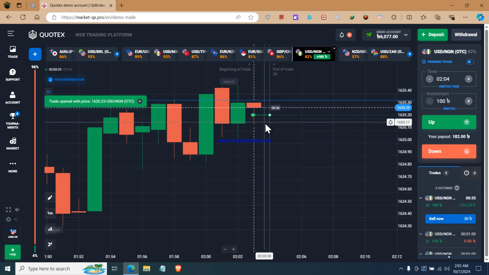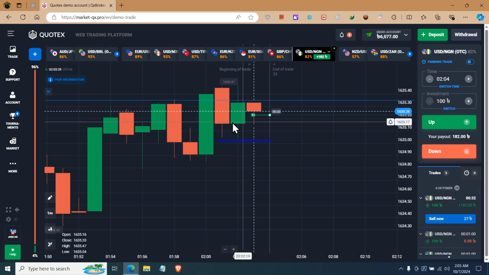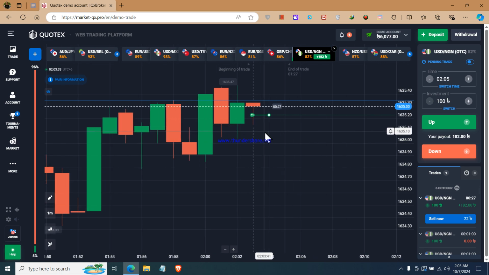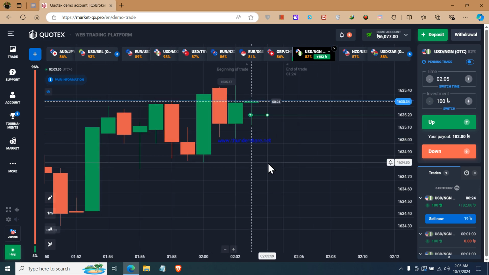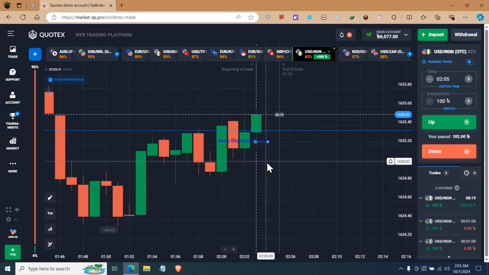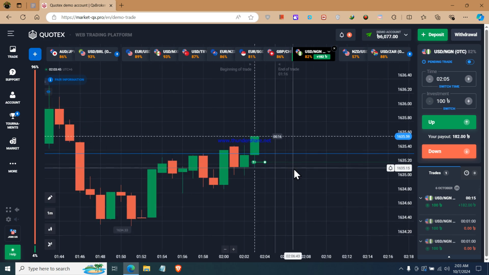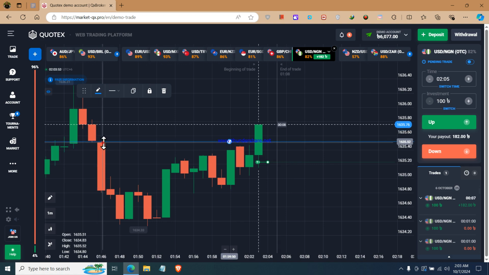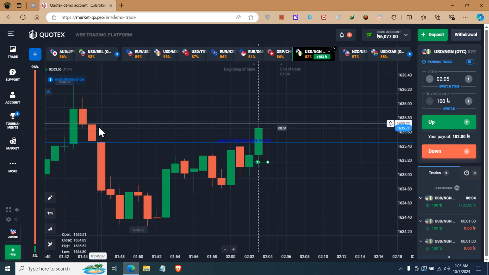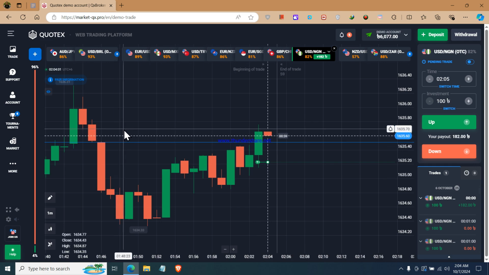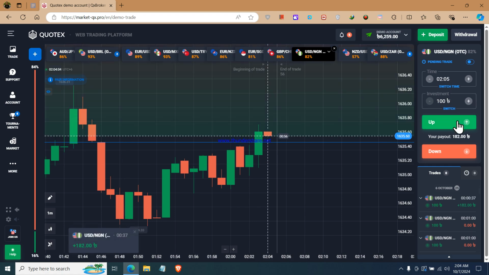Okay, I just placed my trade for call option. Let's see what happens. All right, so it's turning into a green candle. This is a gap level. You can see there's a gap. There's a Morningstar key level. I'm going to place my trade for call option here again.